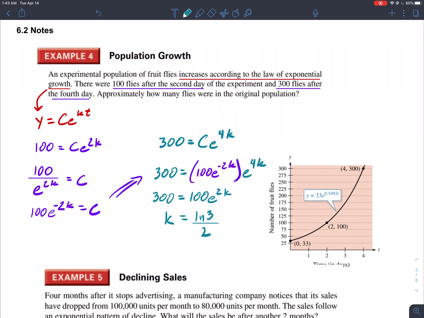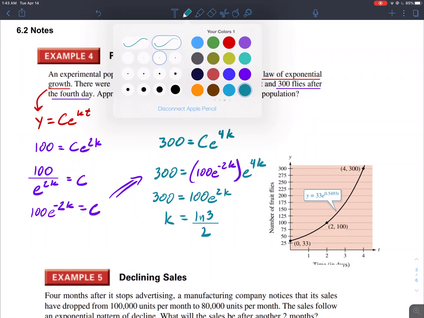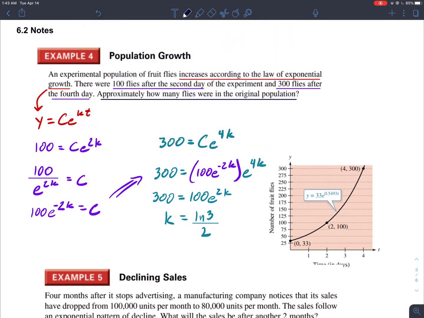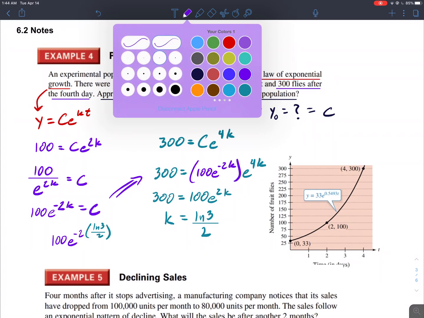All right? So then the question says, if I'm answering the final problem here, it did ask me to approximate how many flies were in the original population. So in other words, y sub 0, the initial amount. Or, what are they really asking for? C, right? The initial amount of flies, y sub 0. So if I take this k value and plug it in here, I can find C. Here we go. 100 e to the negative 2k. Negative 2 times my k value is ln of 3 over 2. All right, and all of that is equal to C.